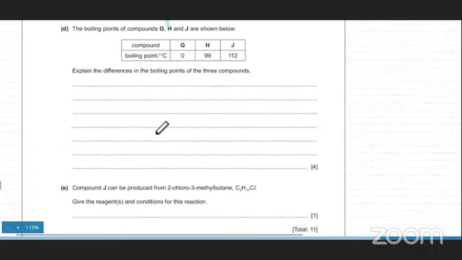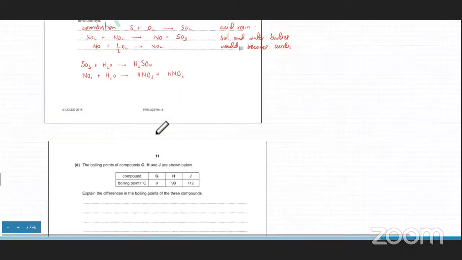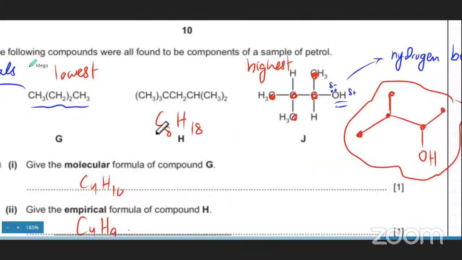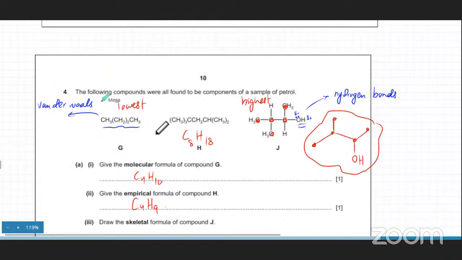But did they ask us about the third one? Because it's a 4-mark question, we probably have to comment on it as well. Why is this so close? Look at its boiling point. This is 99 degrees centigrade. This is almost the same as J, which was, I think, 112 degrees centigrade. So why are they so similar? Which intermolecular force is present in H? Van der Waals forces, but this is a larger molecule, so it will have more van der Waals. It's going to have more electrons and more van der Waals forces.